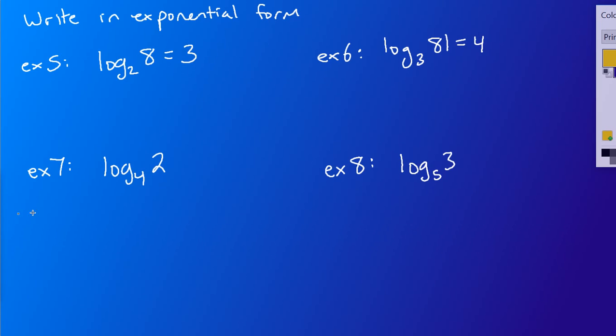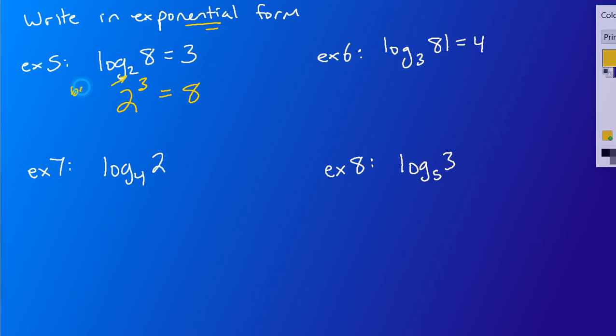We need to be able to go back and forth. So sometimes we start with a logarithm, and I want it back in exponential form. And we're going to need to get used to changing back and forth between these. So I need to identify my base first. Log base 2 of 8 equals 3. So my base is 2 to the 3rd power equals 8.